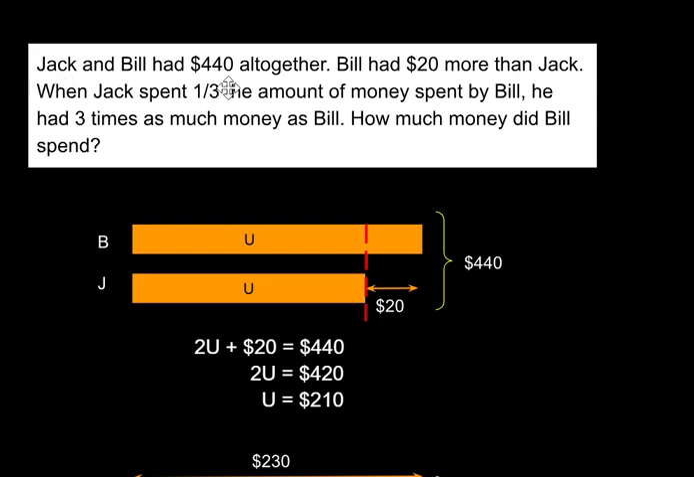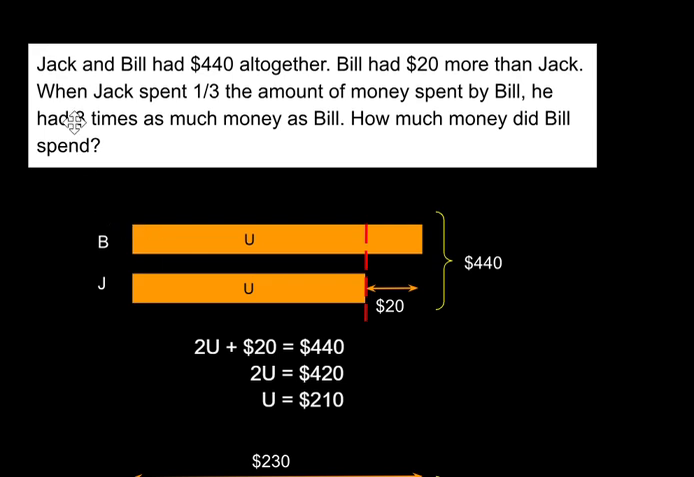Jack and Bill had $440 altogether. Bill had $20 more than Jack. When Jack spent one third the amount of money spent by Bill, he had three times as much money as Bill. How much money did Bill spend?